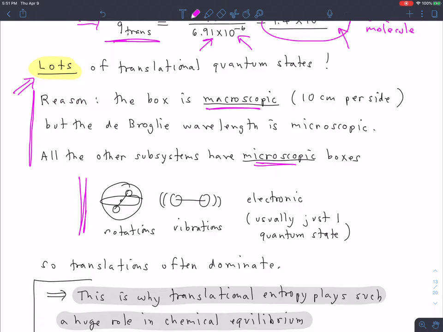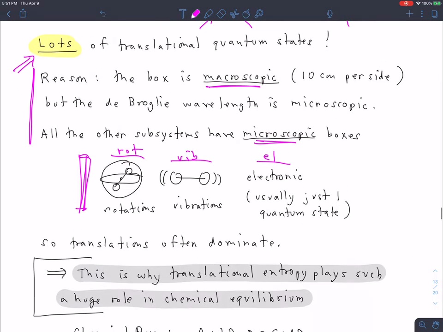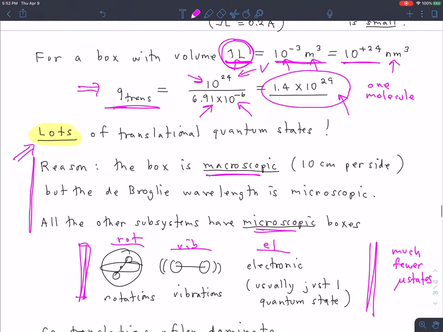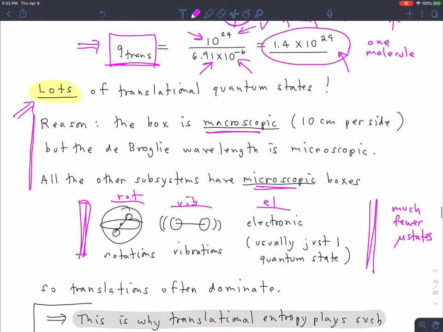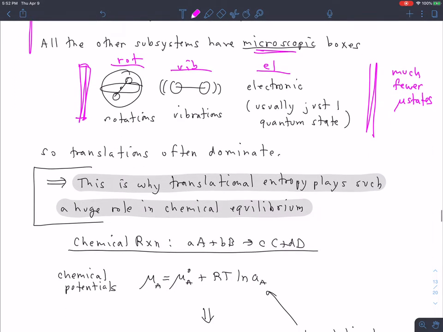All the other degrees of freedom in the molecule, the rotations and the vibrations and the electronic degrees of freedom, they have boxes that are already microscopic. So you'll get a fairly large number of microstates, but it's in the thousands. It isn't 10 to the 29. And so the number of microstates in these other degrees of freedom is much smaller. And what that means overall is that the translational microstates tend to dominate the overall partition function.